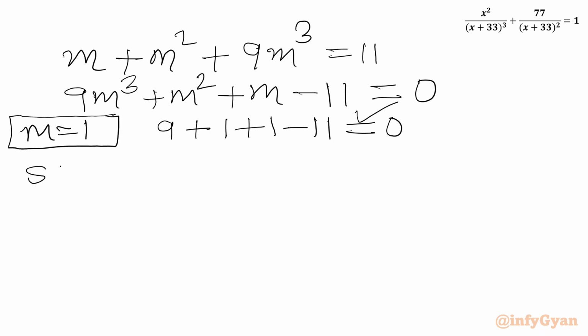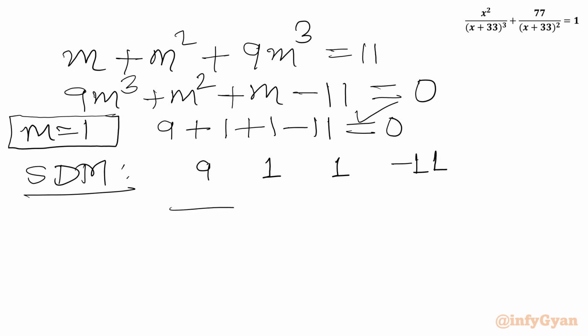Now let's use SDM, synthetic division method. Here I need to write all the coefficients of the cubic equation. So the coefficient of m cube is 9, the coefficient of m square is 1, the coefficient of m is 1 and the constant is minus 11. Now the leading coefficient, we will write 9 as it is. Now we have to multiply these two numbers.